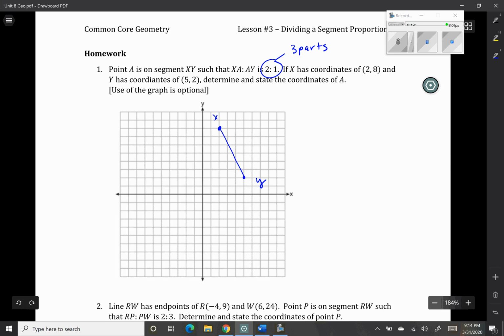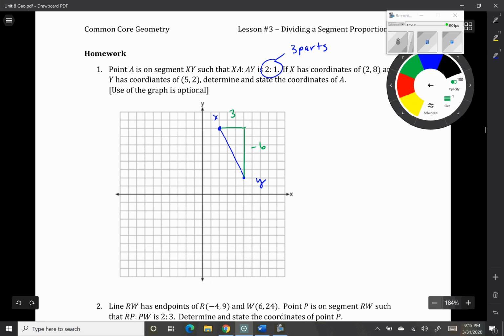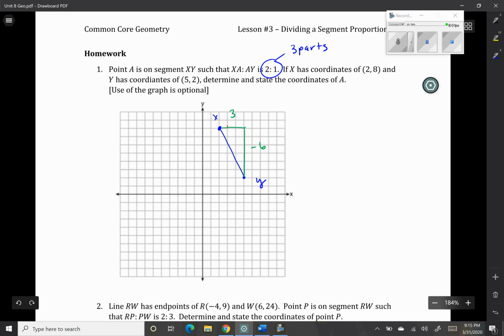So if I go to the right 3, down 6. Notice I went down, so I made it negative. Now, if I want to chop this up into 3 parts, I want to chop 3 into parts of 1 and -6 into parts of 2. So if I go to the right one, down 2, to the right one, down 2, I'm chopping this up so that I now have 3 different pieces of my segment.